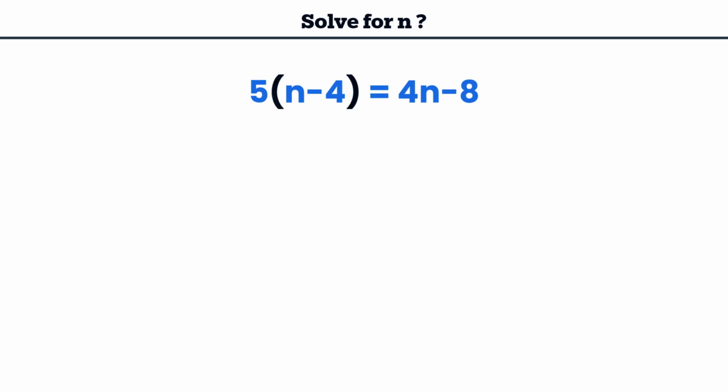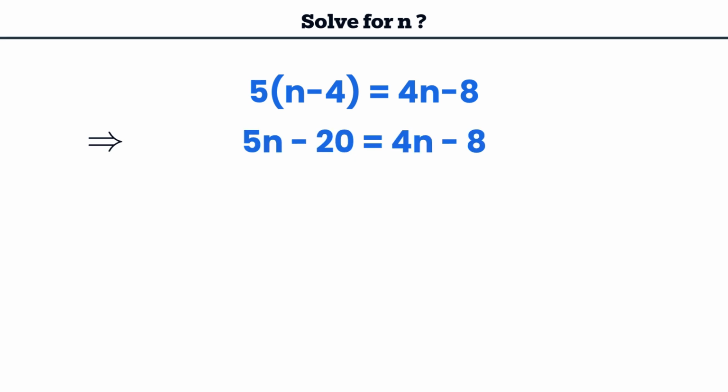First, let's handle the parenthesis. That 5 outside means we multiply everything inside by 5. Think of it like sharing. 5 times n is 5n, 5 times negative 4 is negative 20. Now our equation is 5n minus 20 equals 4n minus 8.